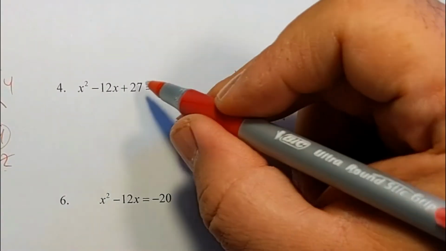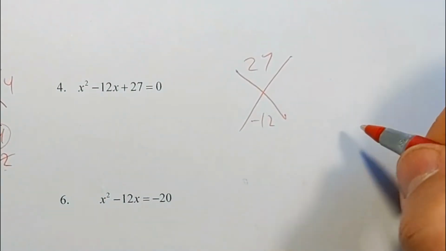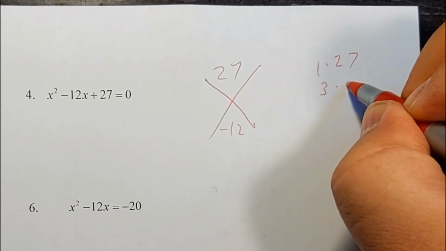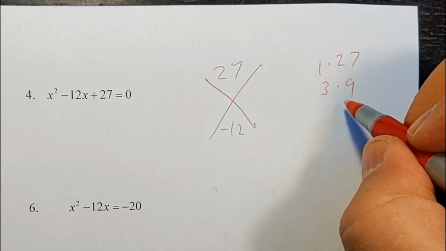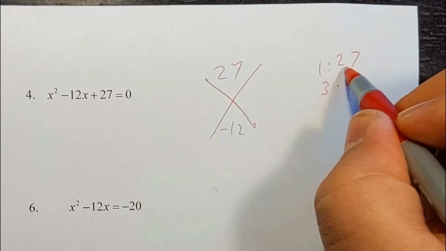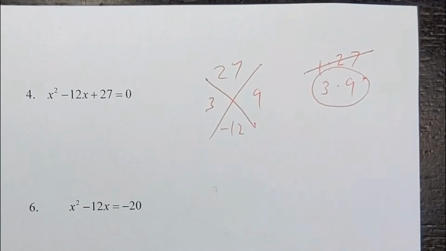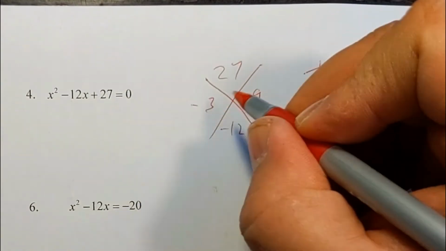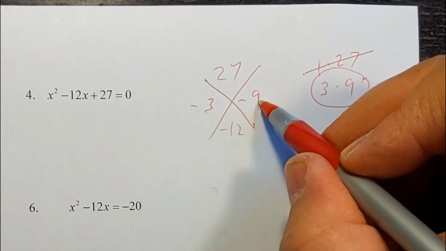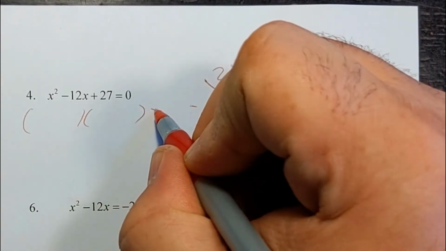Same idea. The 27 goes to the top, negative 12 down at the bottom. Factors of 27 that are going to give us a 12 when we add them together, because it's a positive 27, would be 1 and 27 would be 28, but 3 and 9 would give us a 12. Use those. We want it to be negative 12, so it's negative 3 and negative 9, because when you add them together, you combine them, you get a negative 12, and when you multiply them, negative and negative makes positive 27. Now you can set up your parentheses.